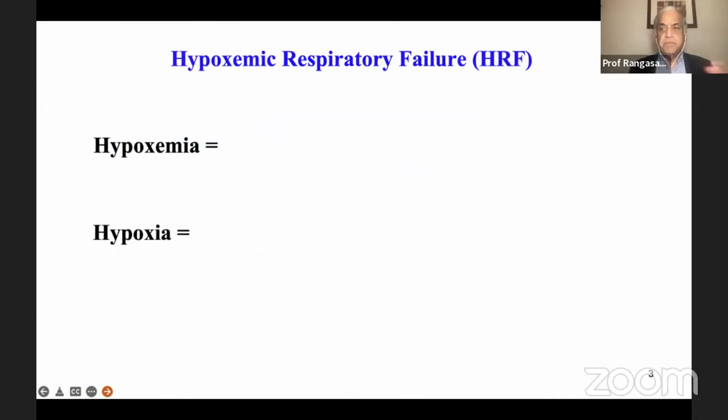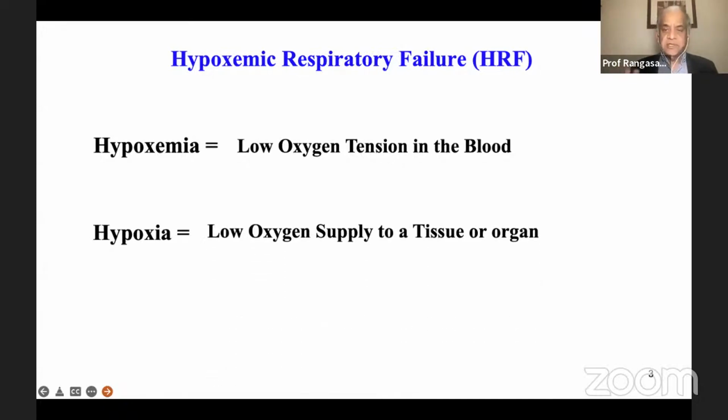First thing, let's make some simple things clear. What is hypoxemia versus hypoxia? The title on the program says hypoxic respiratory failure, but I'm actually going to talk about hypoxemic respiratory failure. Hypoxemia talks about low oxygen tension in the blood, low PaO2 or low saturation, whereas hypoxia refers to low oxygen supply to a tissue or organ. I'm not doing any hemodynamics today, so I'm mainly focusing on hypoxemic respiratory failure or HRF.